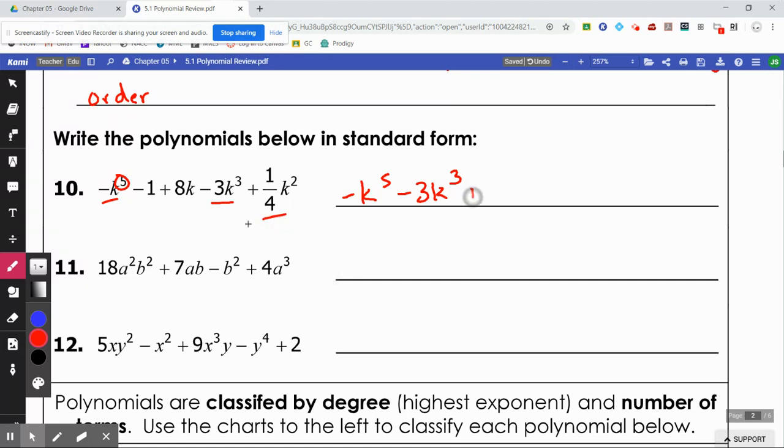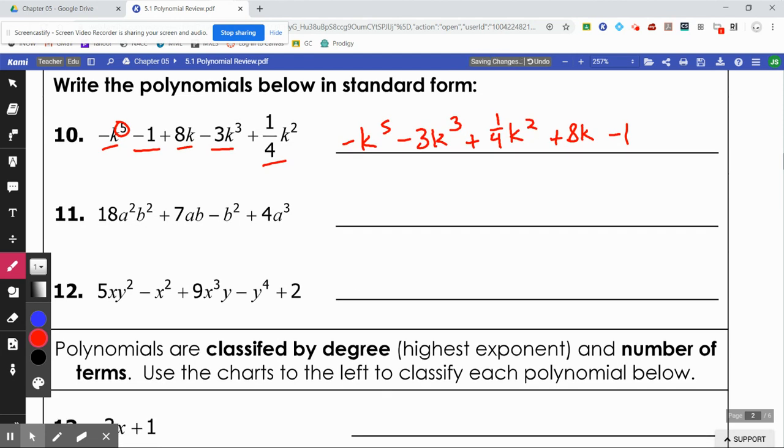Then our k to the 2nd would be +1/4 k to the 2nd. Then you have a k to the 1st, so plus 8k, and that constant is always going to be last, -1.